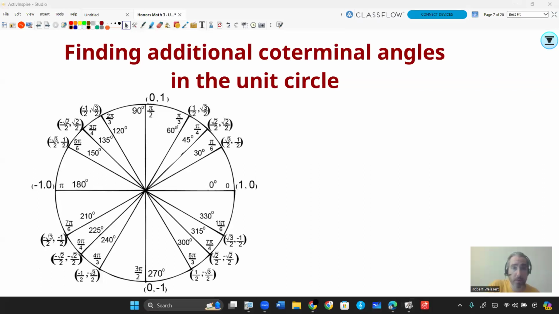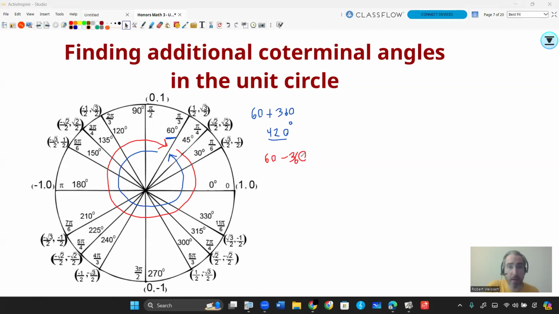unit circle. So for instance, if you have a 60-degree angle and I want a coterminal angle that's clockwise or counterclockwise, I'm just going to add 360. So if I take 60 and I add 360, well, that's going to give me 420 degrees. And that's considered coterminal with 60 because they're on the same spot. Okay. And additionally, I could go in the other direction, clockwise, and I could subtract 360.